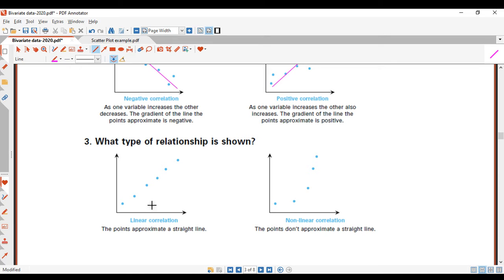Now, what type of relationship is shown? Well, there's the linear one, where the points lie on a straight line or they lie near the straight line. And then there's the non-linear one. Now, for the non-linear one, the points follow a curve pattern. So if we just have a look at this one, so here we go. You can see that these points follow a curve and not a straight line.